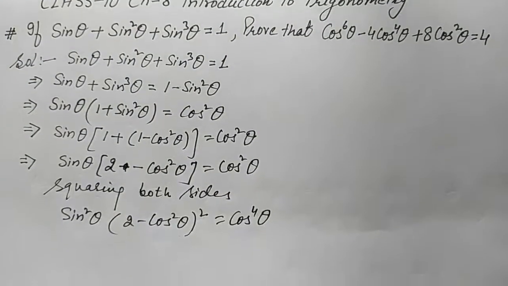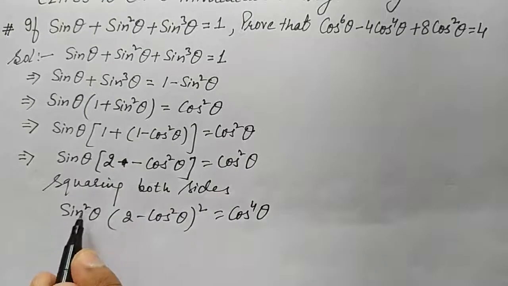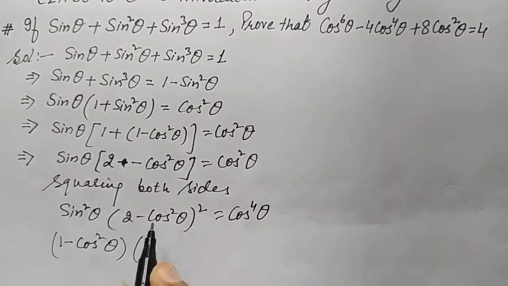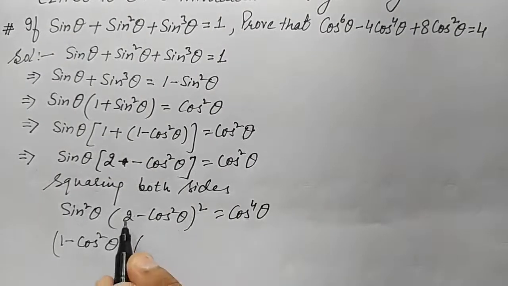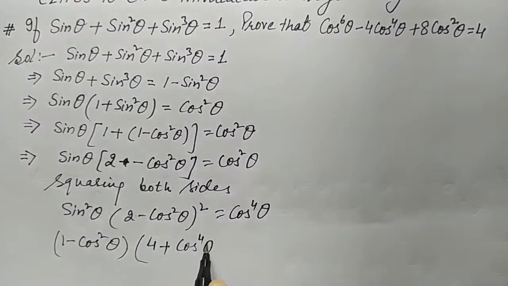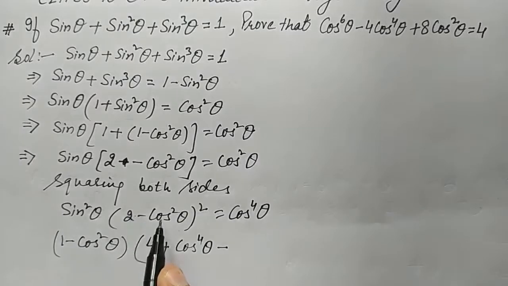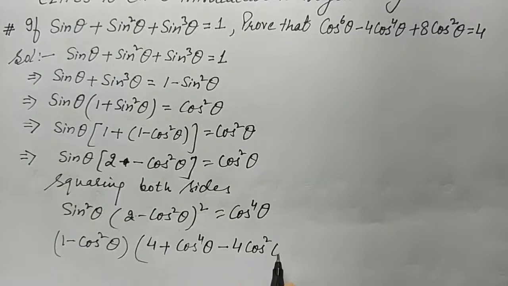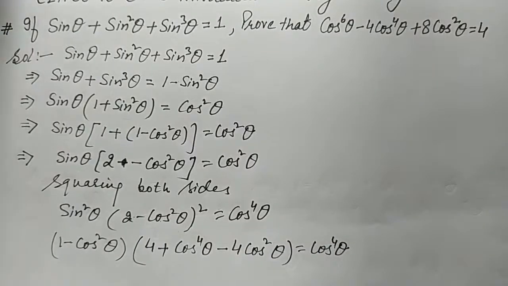Now sin square theta is 1 minus cos square theta, an identity we can use here, and here (a minus b) whole square, that is a square, 2 square is 4, plus b square, that is cos power 4 theta, minus 2 into a into b. So 2 into 2, 4 into this, so it becomes 4 cos square theta, is equal to cos power 4 theta. Now further we'll multiply this bracket with 1 minus cos square theta.